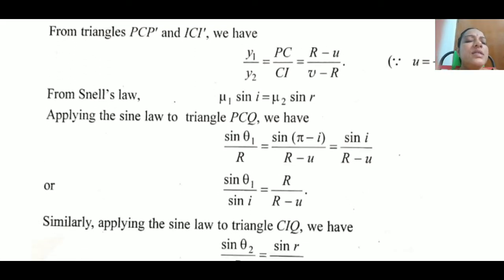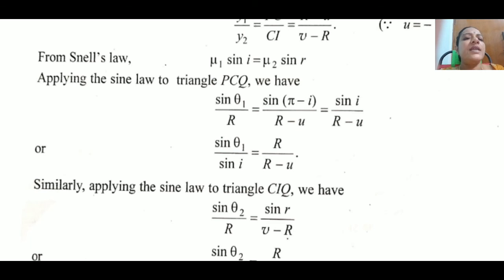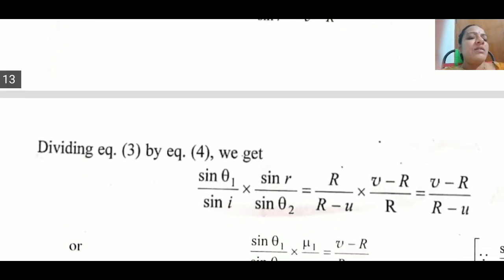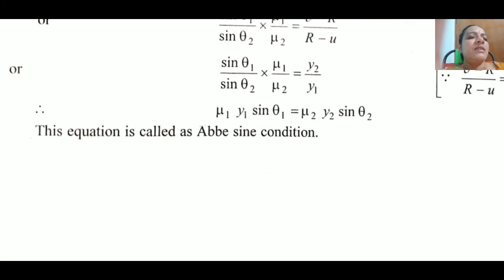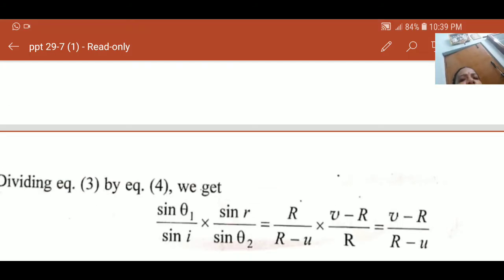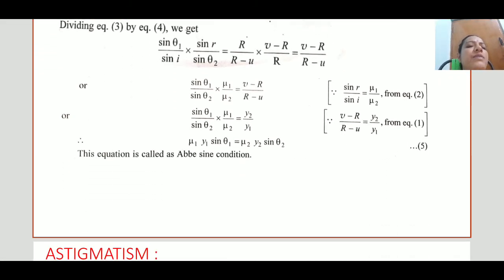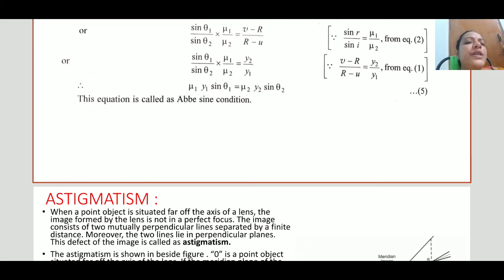Again, by using Snell's law, mu1 sin I is equal to mu2 sin R. By applying the sine law in this triangle PCQ, this can be written as sin theta 1 by R is equal to sin(pi minus I) by R minus U. This is all the mathematical part. After applying all this, we finally get the equation mu1 y1 sin theta 1 is equal to mu2 y2 sin theta 2.